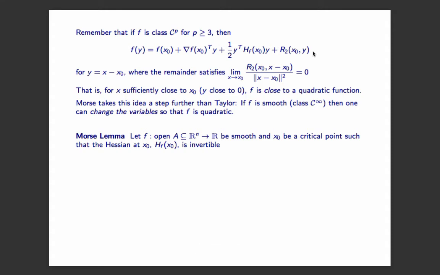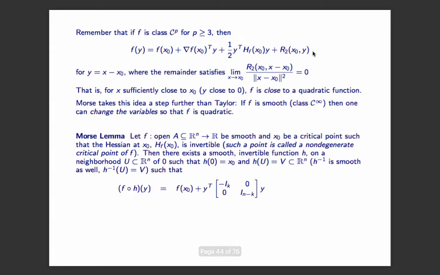So let f map an open subset of R^n to R. Suppose f is smooth and x naught is a critical point for which the Hessian at x naught is invertible. By the way, such a point is called a non-degenerate critical point of f. Then there exists a smooth invertible function h, this is our change of variables, on a neighborhood U in R^n of 0, such that h of 0 equals x naught, the critical point of f, and h of U is equal to V, which is in R^n, and the inverse, right? We said it's invertible. The inverse is also smooth. And h inverse of U is V, of course.